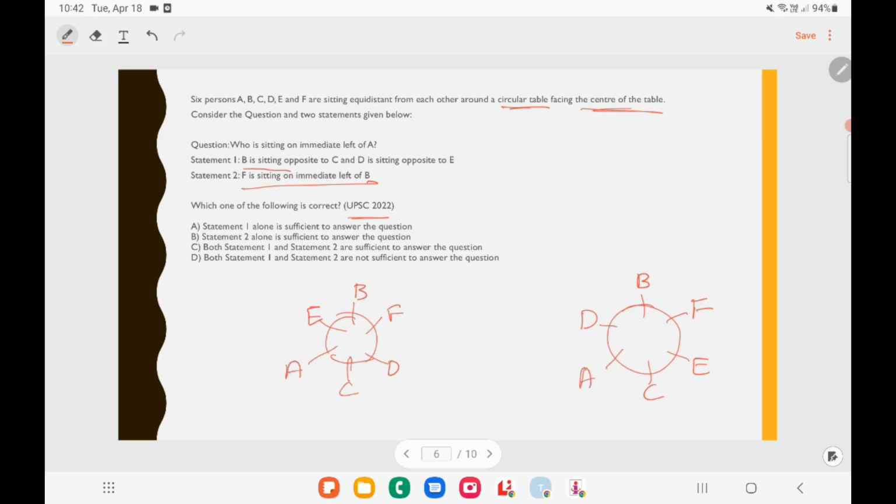Now the question is who is sitting immediate left of A? In this case E is sitting immediate left of A, and in this case D is sitting immediate left of A. So we cannot answer the question. It can be either E or D. So here both statements 1 and 2 are not sufficient to answer the question. Option D was the right answer.